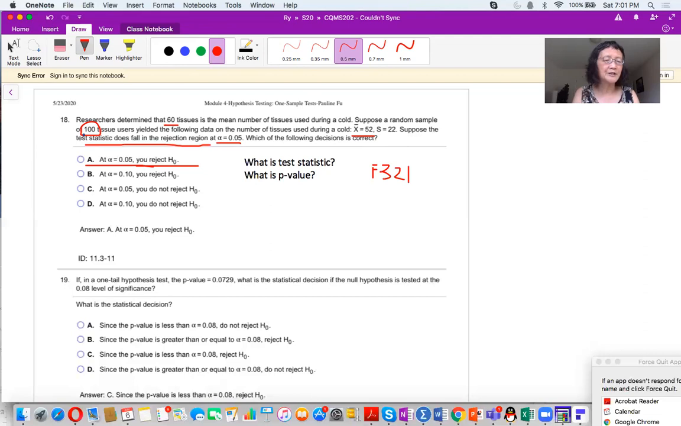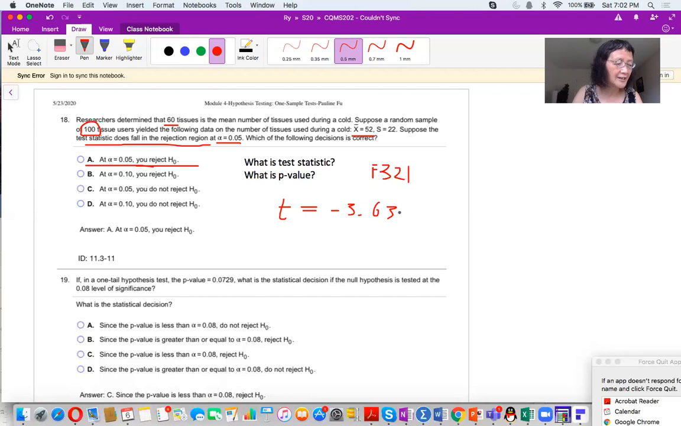I repeat, you type in F3, F2, F1, and then select mu not equal to mu 0. Mu 0 is 60, X bar 52, SX is 22, N is 100, sample size 100. And then you press EXE. Can anyone share your answer? Negative 3.64. Thank you so much.